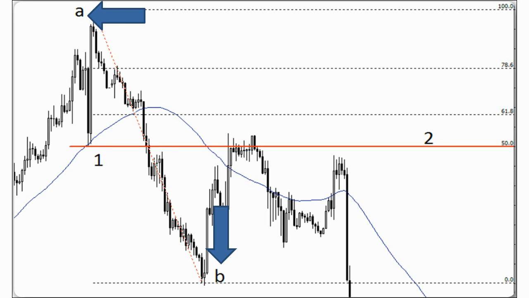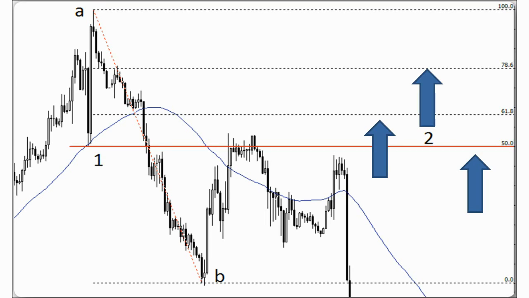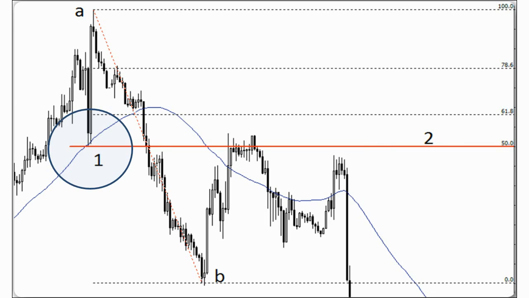Now, A is the top of the move, B is the bottom of the move. A simple fib retracement is drawn from point A to point B, and several levels are drawn on that chart. Number one is where price shot higher from, and that price level is obviously supporting price at that time. Price does eventually tumble through that level, although there's a little hesitation just below that.